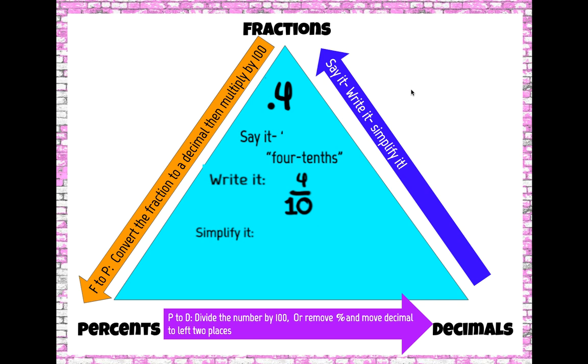Now, can this be simplified? I believe there is a factor that they both share that can simplify it further. So if we divide each, the numerator and the denominator, by 2, we get 2/5. And that's how you convert between fractions, decimals, and percents.